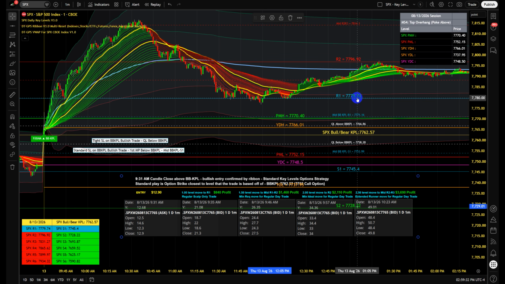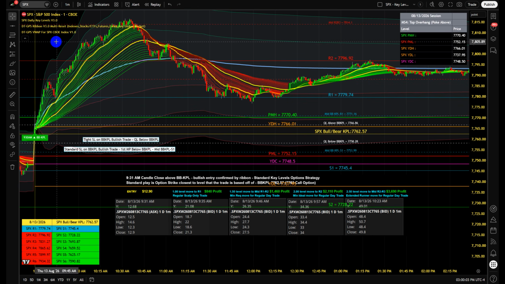As far as a regular day trade, regular day trades have 2 different levels to choose from. One is a 1.5 level move in your favor, and the other is a 2 level move in your favor. A 1.5 level move in your favor is calculated the same way as we did the scalp trade, simply looking from the level that the trade is based on, the bull bear KPL, and we look up 1.5 levels, which is this midpoint level here.